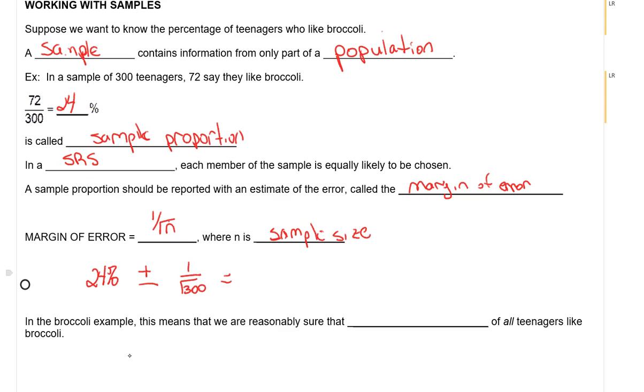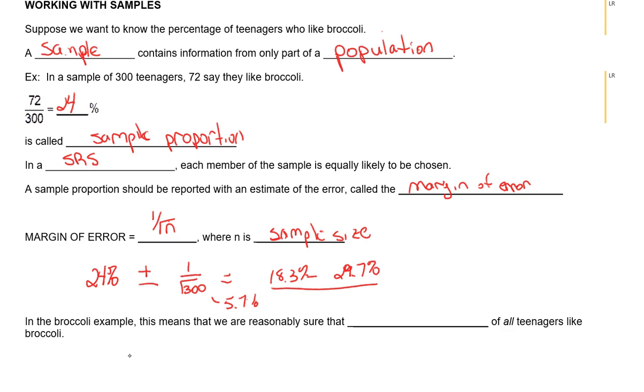So again, I'm going to get my calculator so that I can do 1 divided by the square root of 300. And I get 0.0557. So my margin of error, put it underneath here just to show you, is 5.7%. So my range, my sample interval then, would be 24% plus 5.7, which would be 29.7%. And we would also have to do 24 minus 5.7, which is going to be 18.3%. So that's our sample interval.